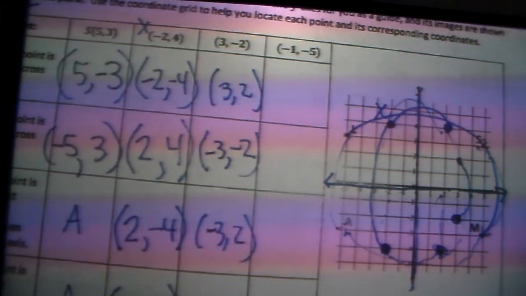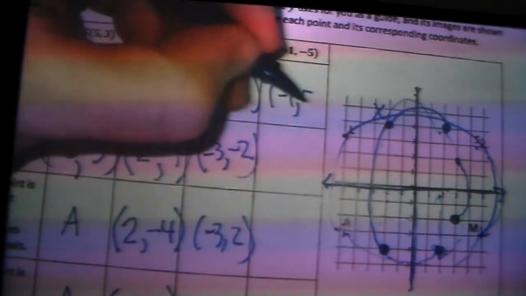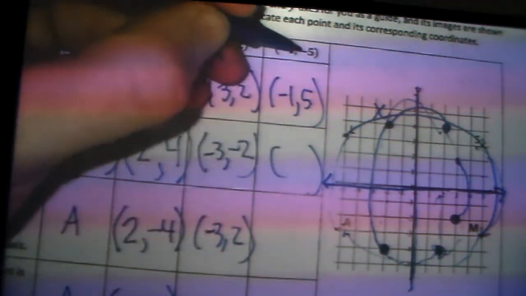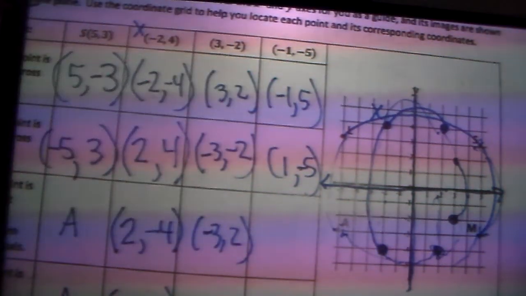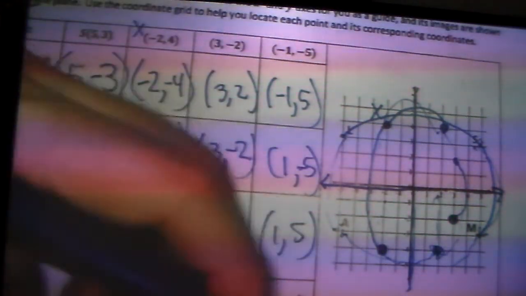So maybe you start to see a pattern here. When you reflect over the x-axis, the y-coordinate changes. So here, this one would be -1, 5. But if you reflect over the y-axis, the other one changes. So -5 stays the same, but the -1 changes. And then of course, if you do a double reflection, both coordinates change. So your double reflected points would be 1, 5 and 1, 5.